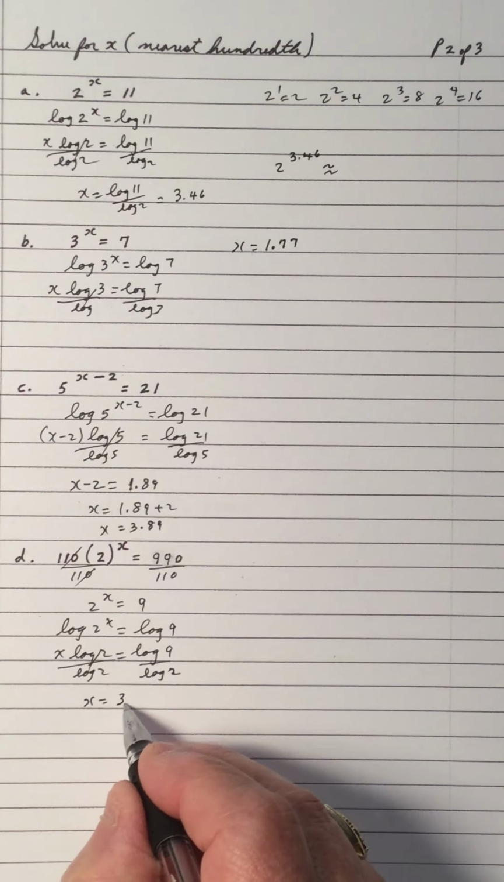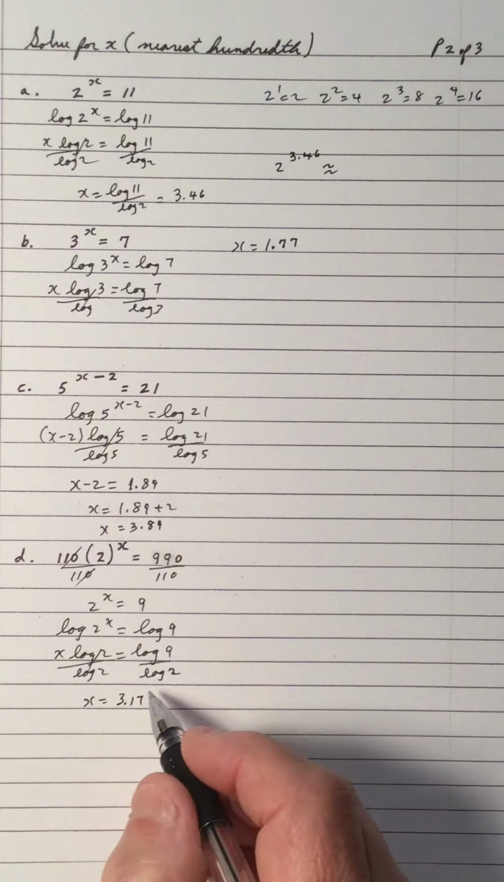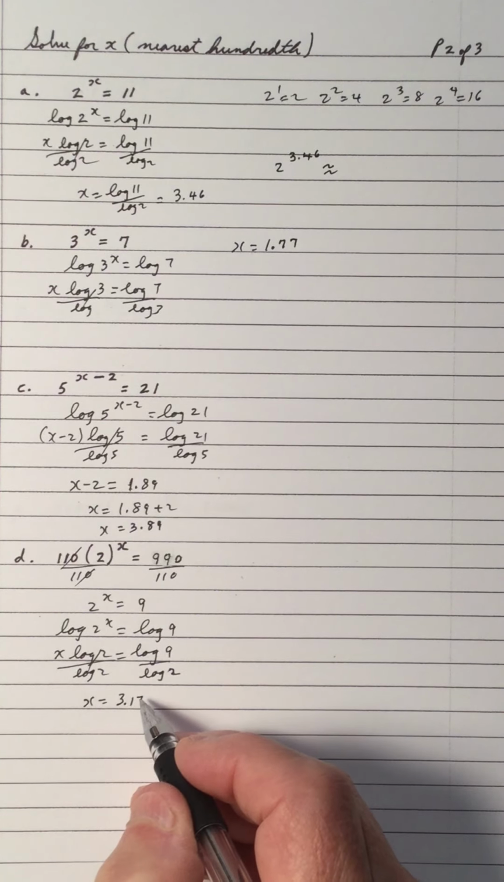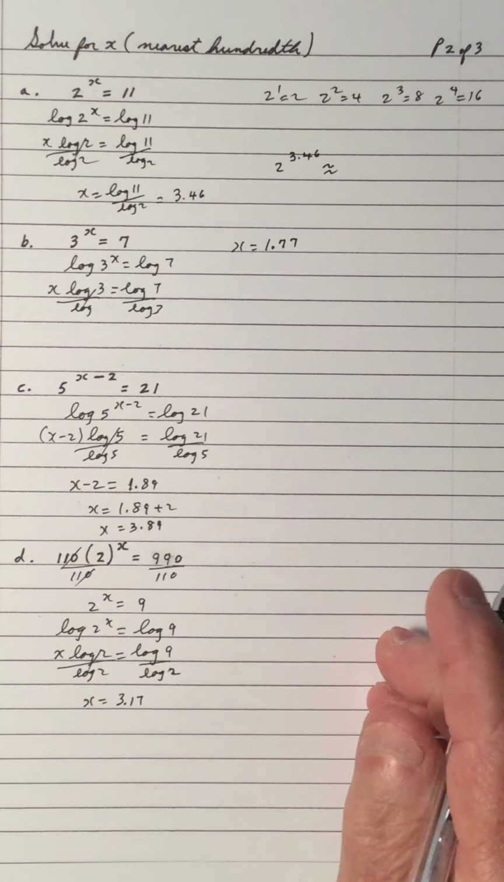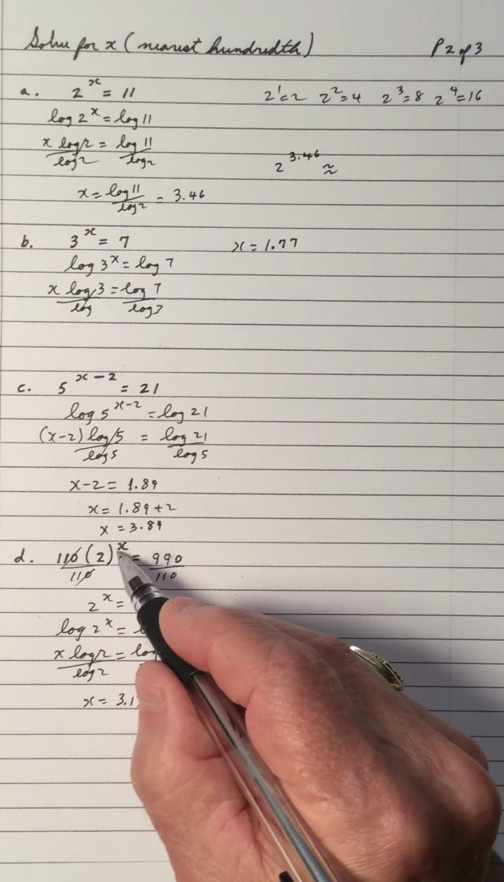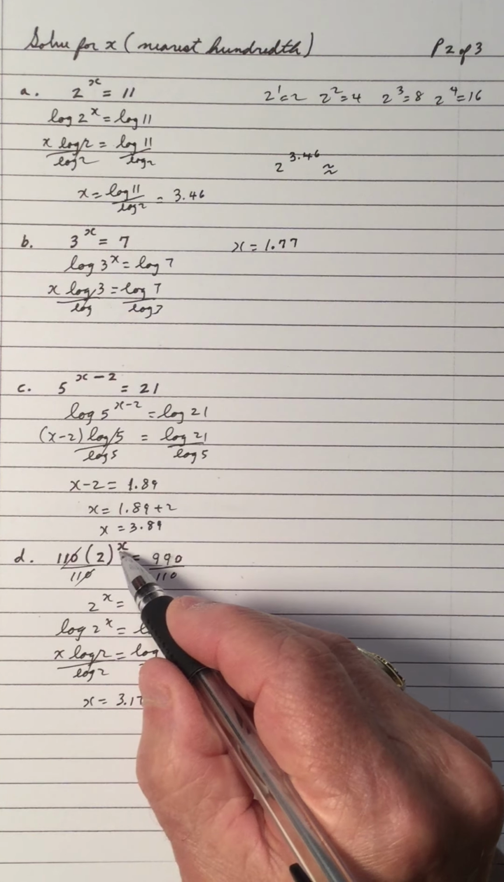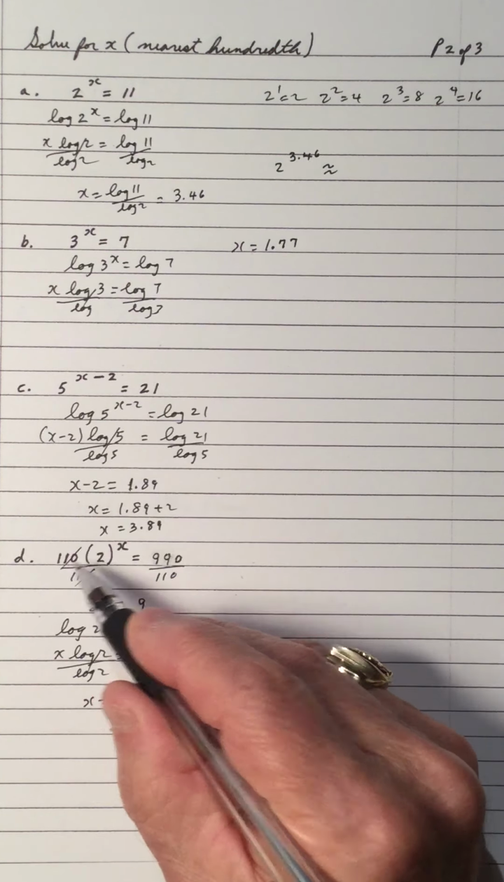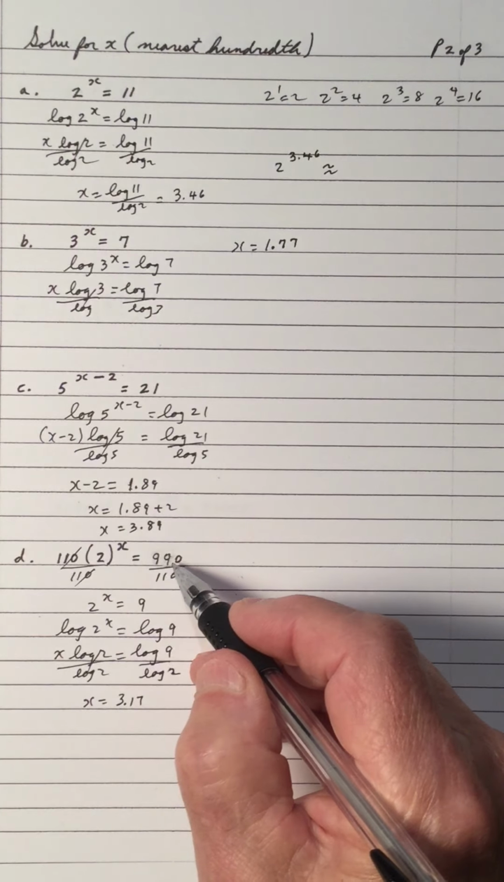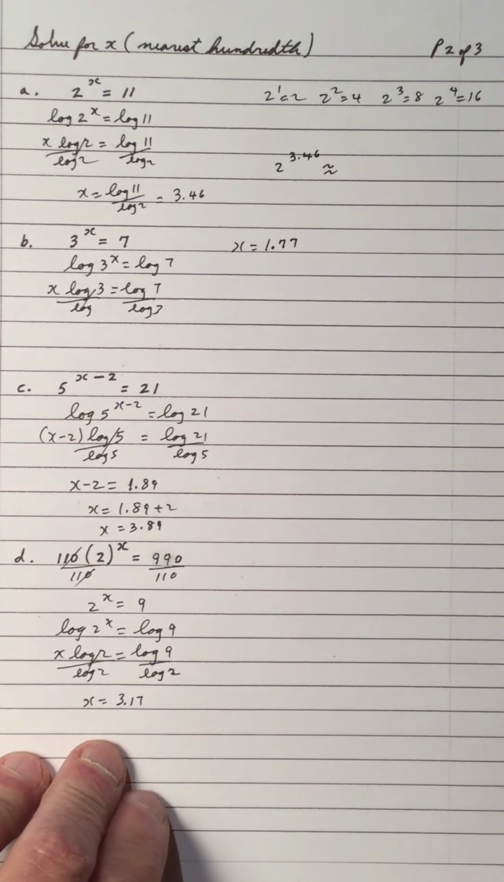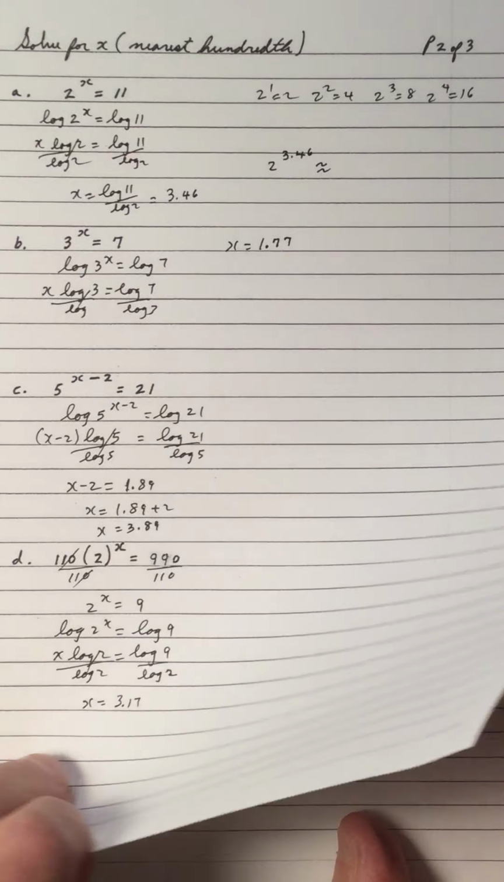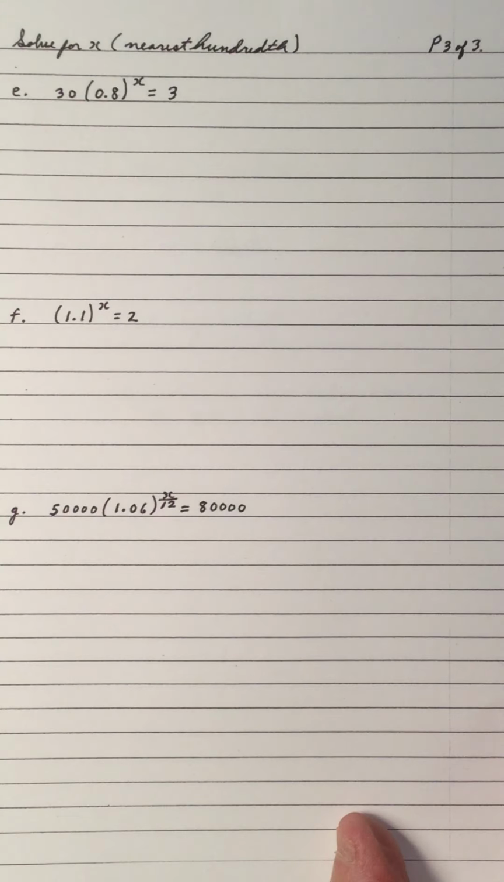3.17 approximately. Again, it is only approximate, just the nearest hundredth. And so if you take 2 to the 3.17 times 100, you should get close to 990. Okay, let's do a couple more variations.